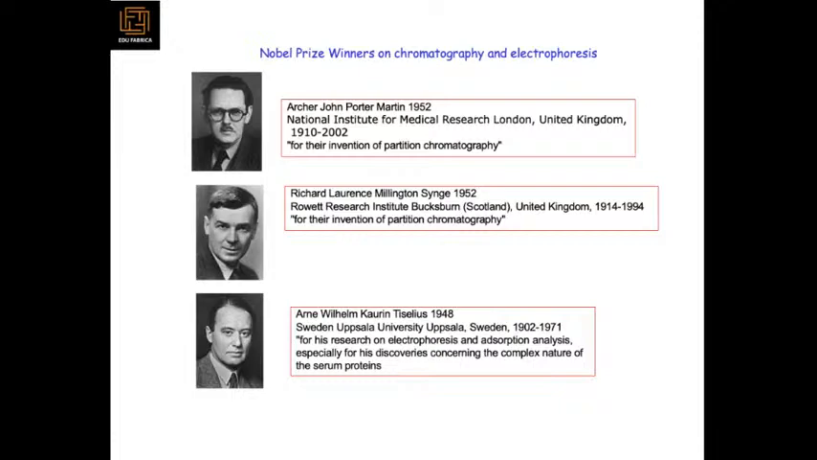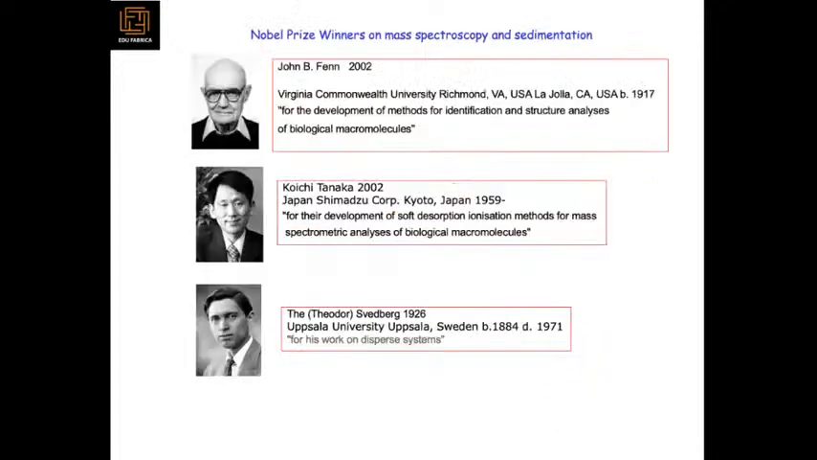Some of the Nobel Prize winners here: Archer John Porter, Richard Lawrence Millington Synge, Arne Wilhelm Kaurin Tiselius. They are all known for the invention of partition chromatography. This brought a big thing into the market. And then Tiselius from Uppsala University, Sweden, identified electrophoresis, adsorption analysis, and the complex nature of serum proteins. So they discovered many big things in their lives.